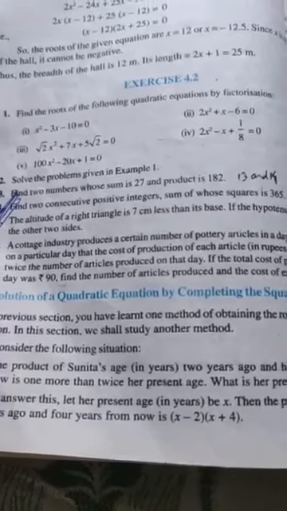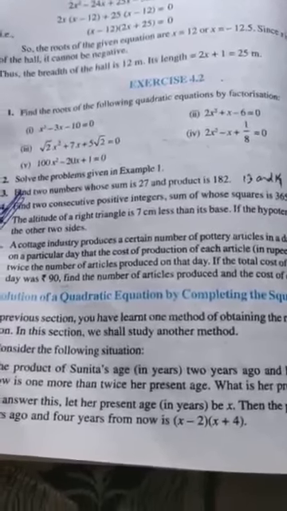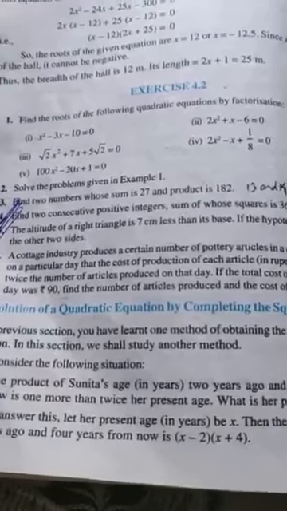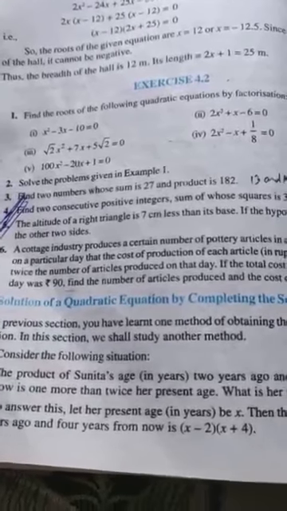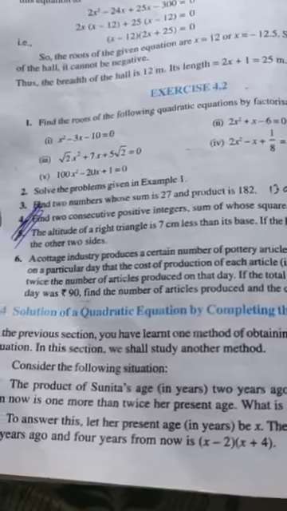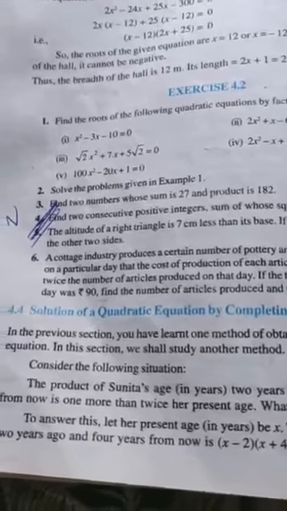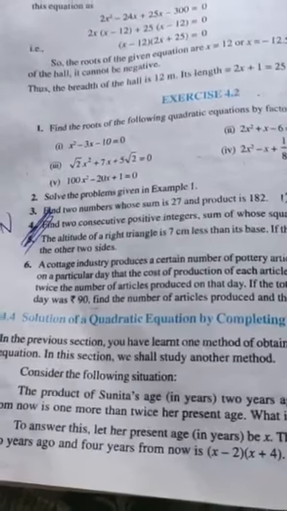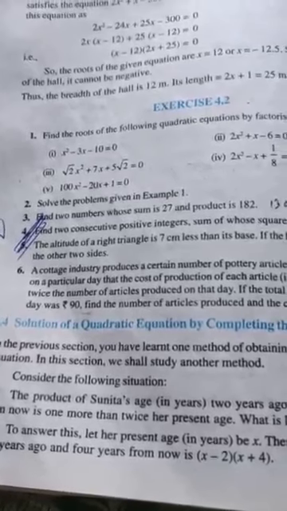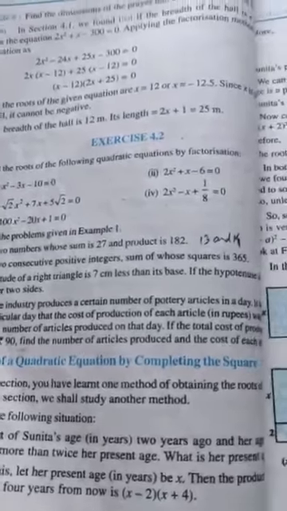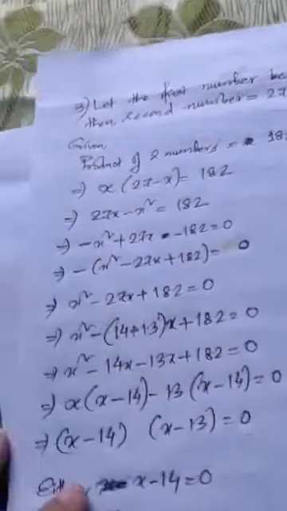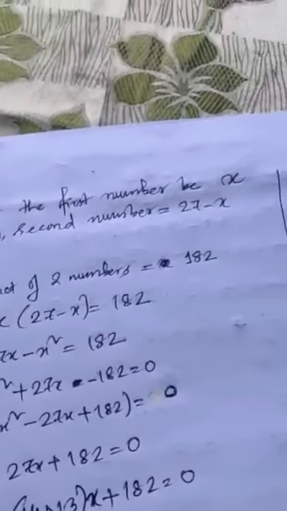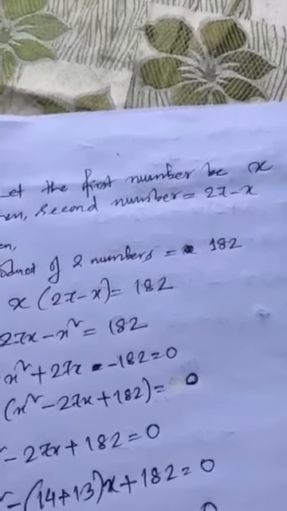Now let's talk about question number 3. Find two numbers whose sum is 27 and product is 182. These are the conditions given in this question. There are two numbers. Sum is 27 and product is 182. So we have to be very careful relating to this condition. See, they have given two numbers, so let's write, let the first number be x, then the second number equal to 27 minus x.